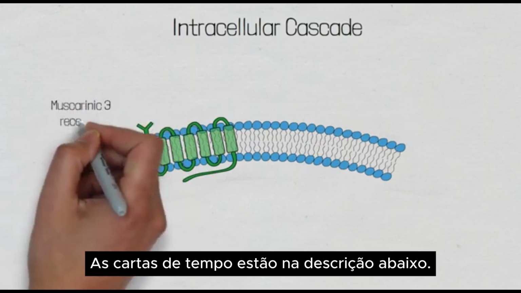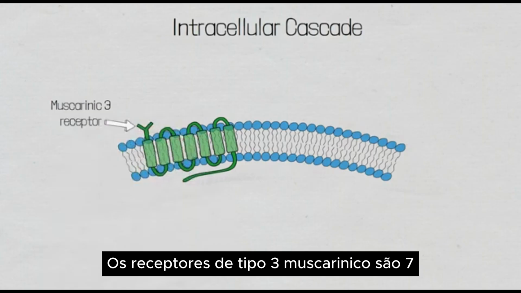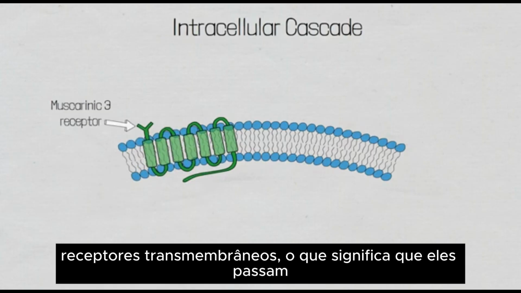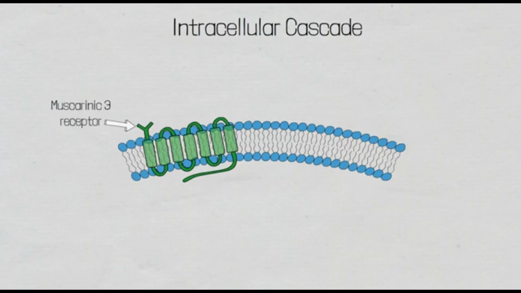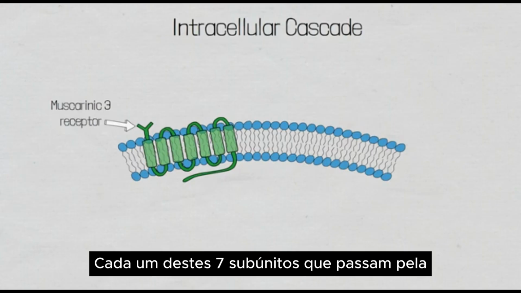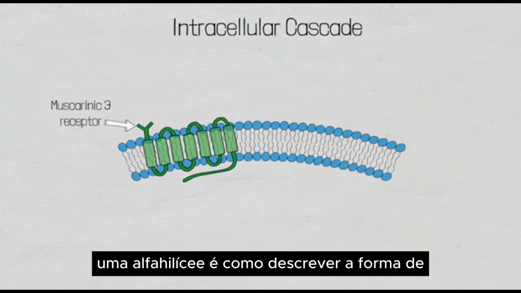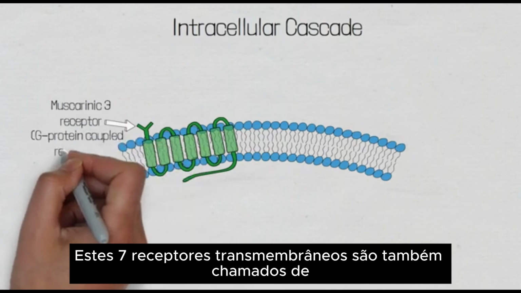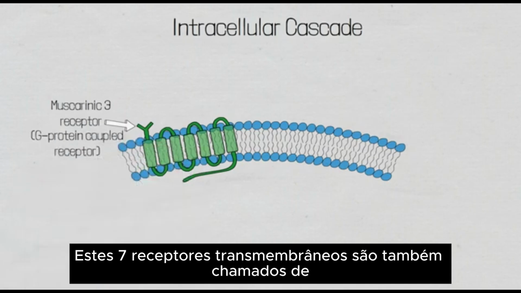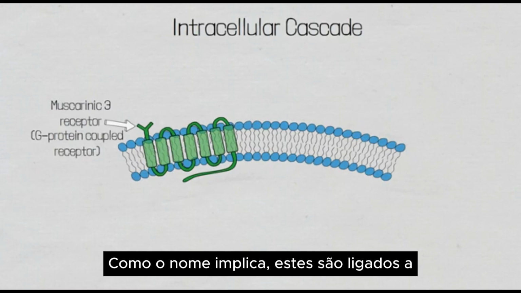Muscarinic type 3 receptors are 7 transmembrane receptors, which means they pass through the membrane and do so 7 times. Each of these 7 subunits that pass through the cell wall are called alpha helices, and an alpha helix is how we describe a coiled shape of an amino acid. These 7 transmembrane receptors are also known as G protein coupled receptors. As the name implies, these are coupled with G proteins that are located within the cytoplasm of the cell.